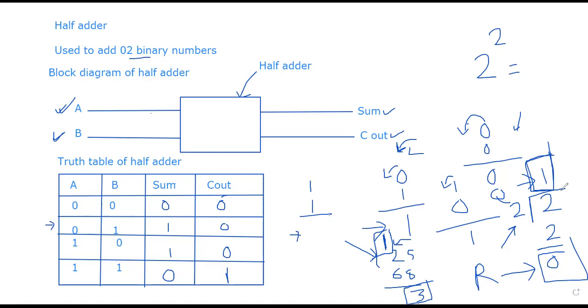So what you need to do, divide the 2 by 2. Why are we dividing it by 2? Because we know the base of the binary is 2. So 1 into 2 is 2. Remainder here is 0. So the remainder is going to be the sum, and the quotient is going to be the carry out, right?